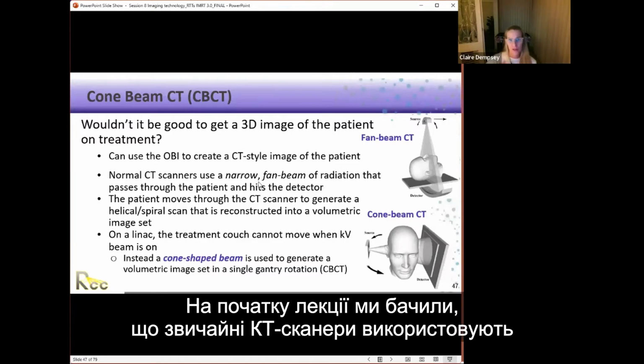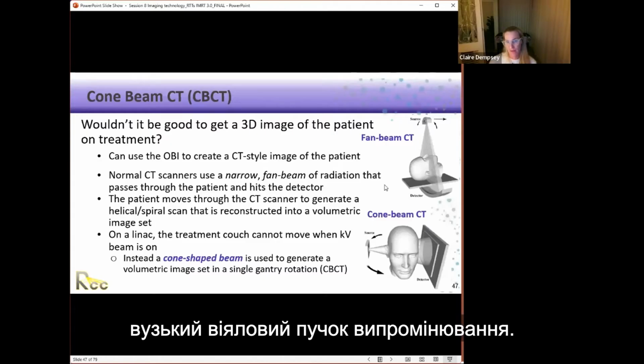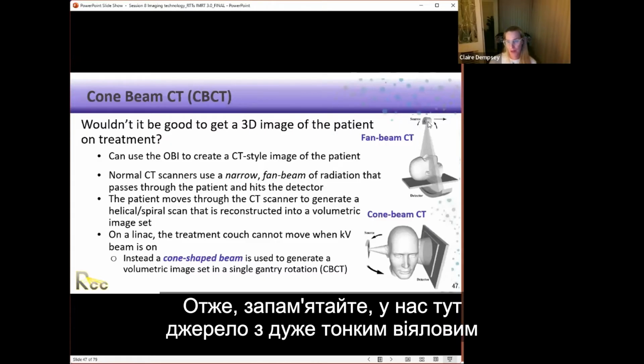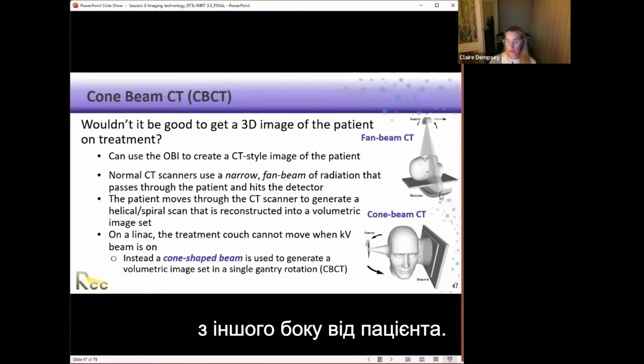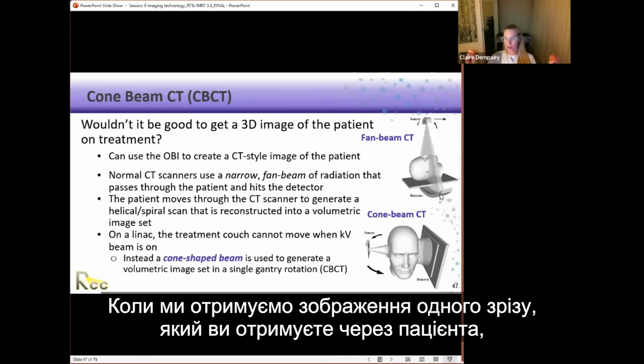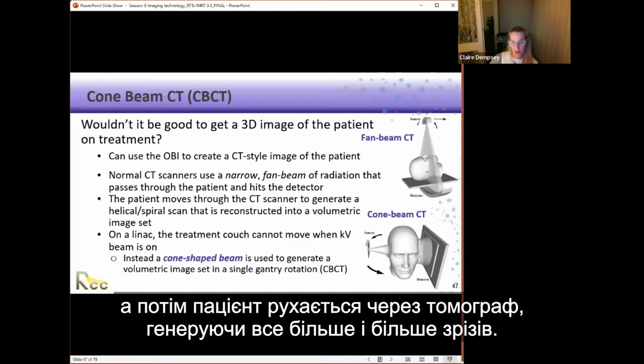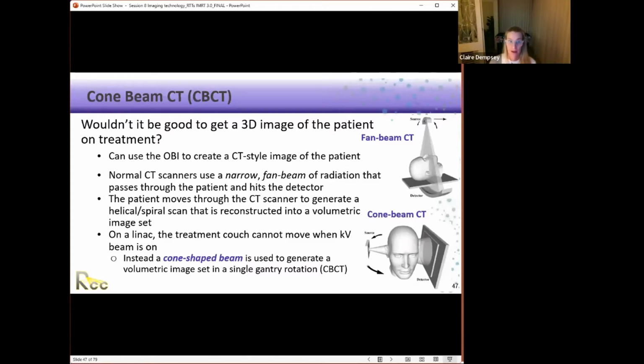So we saw at the start of this lecture that normal CT scanners use a narrow fan beam of radiation. Remember, we've got our source up here with a very thin fan beam of radiation and the detectors that sit on the other side of the patient. Remember, you get that single slice image through the patient, and then the patient moves through the CT scanner to generate more and more slices.